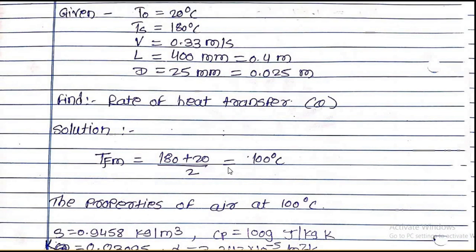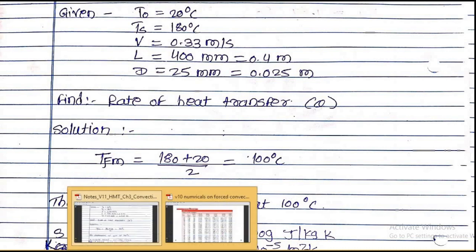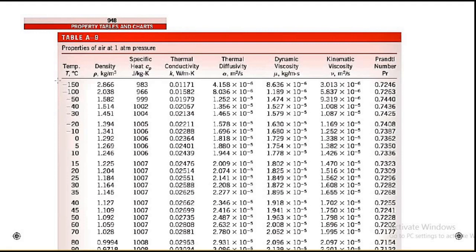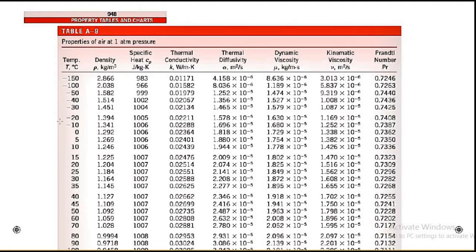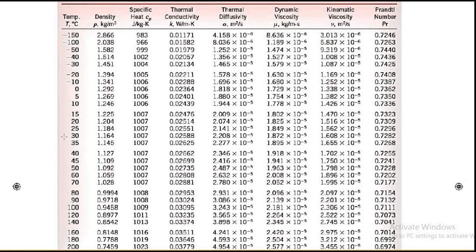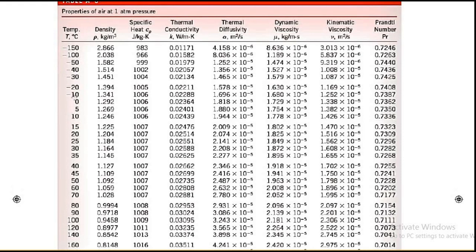So for that purpose, now here in the problem the properties are not provided, so we have to use this table to determine the properties of air at 100 degrees Celsius. So the temperature line is here. Here the temperatures are provided, and these are the properties of air at 1 atmospheric pressure. Okay, so at 100 degrees Celsius, mean film temperature is 100 degrees Celsius. So these properties are there at 100 degrees Celsius.